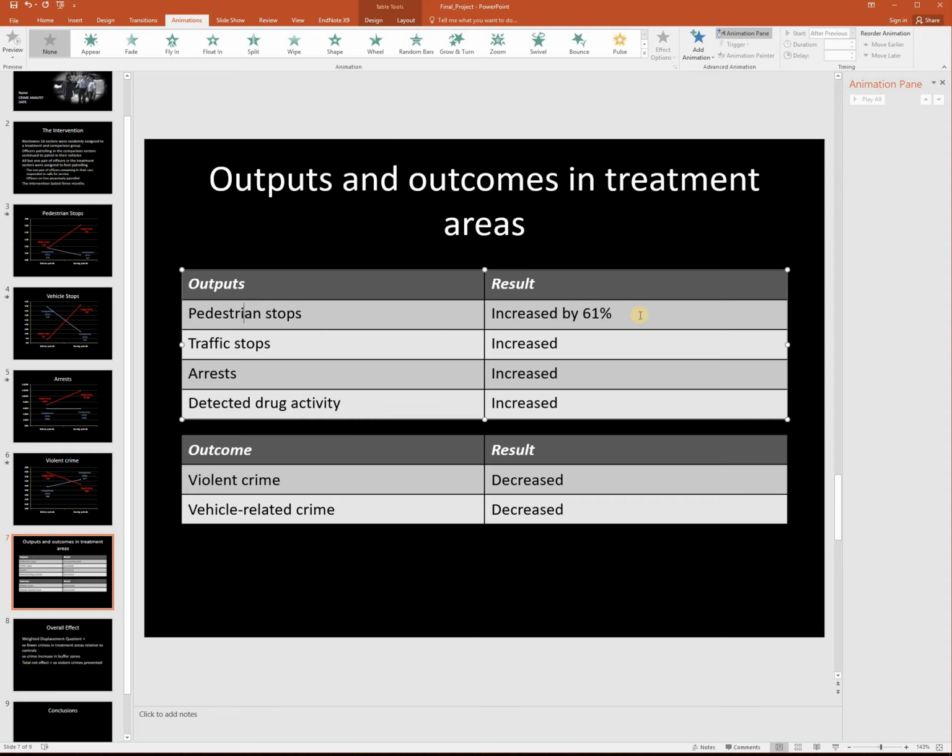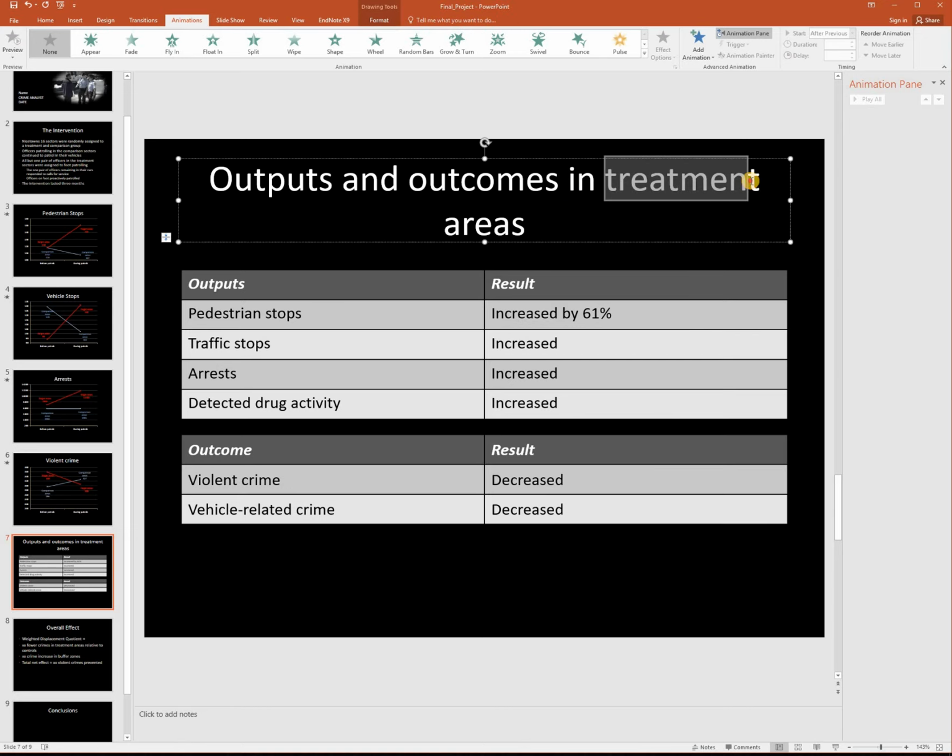And so what I did was I calculated percentage change in the targeted areas, in the treatment areas, from before to during the intervention. So you're going to have to do this for traffic stops and arrests. You're not going to have to do it for violent crime because you've done this with the weighted displacement calculator already, so you can just enter that result here. So important things to point out: we're not making comparisons now to the comparison areas. We're just talking about the treatment areas.